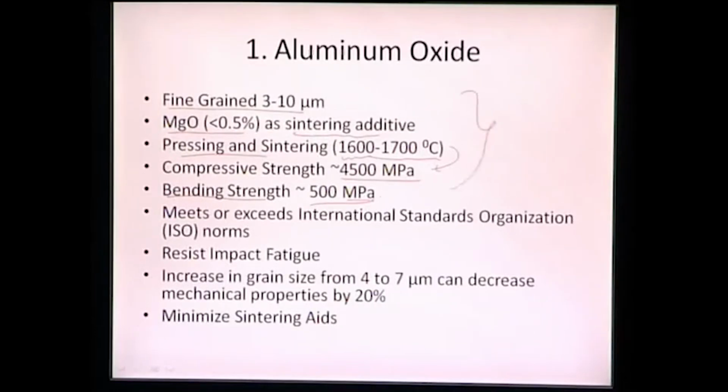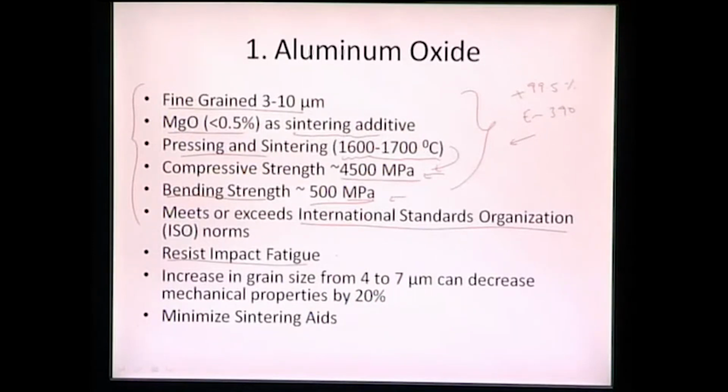These are certain conditions imposed by the International Standards Organization, so that any aluminum oxide should meet or exceed all those ISO standards or norms. They include a purity level: aluminum oxide has to be purer than 99.5% plus. Apart from that, it should have a good compressive strength and a good bending strength. It should also have a Young's modulus on the order of 390 gigapascals. Once it meets those international standards, it can also resist impact fatigue.